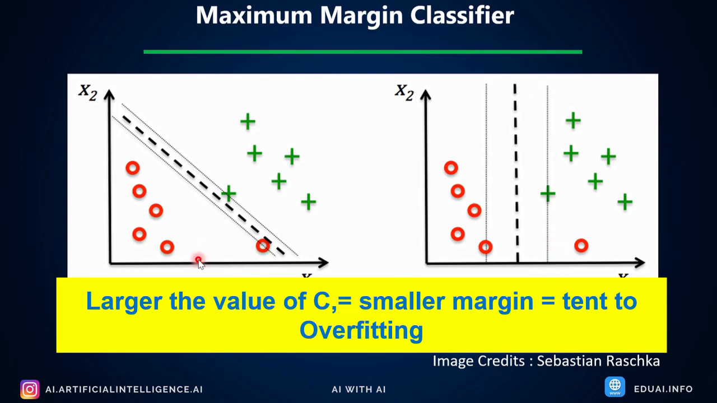By looking at this diagram, I can easily understand that I should not provide a bigger value of C, because the larger the value of C, the smaller is the margin, and it will have a tendency to overfit the data, right? It will be as good as logistic regression, drawing a classification line so that it can classify the data.